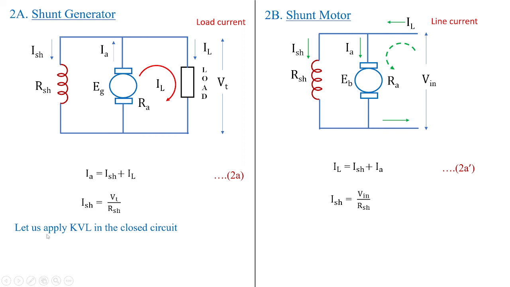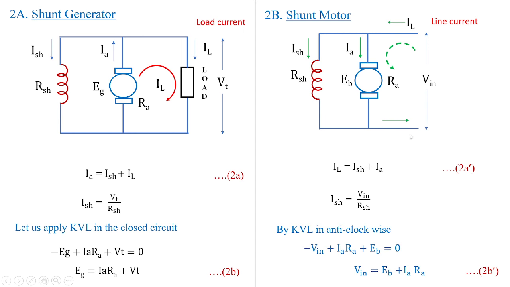When you apply KVL in the closed circuit over here, you can see EG is equal to IA RA plus VT, whereas applying KVL in the anti-clockwise direction in the motor circuit gives V in is equal to EB plus IA RA. The same thing you can apply for compound machines, and comment in the chat box whether you are able to derive the equations between generated voltage and terminal voltage in the case of the generator, and the relationship between the input voltage and the back EMF as well as the current conditions in the case of the compound motor.